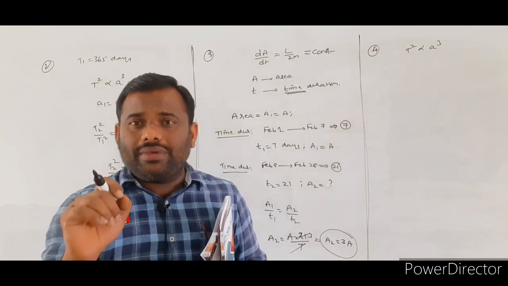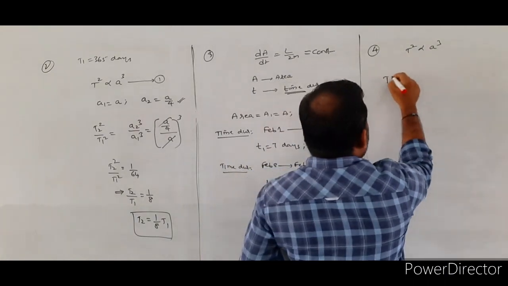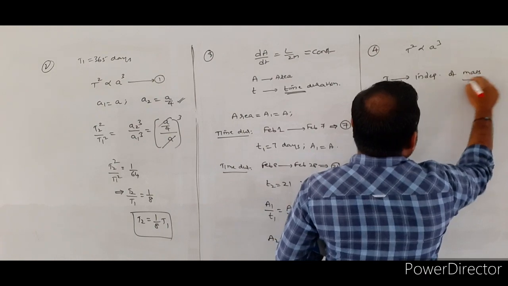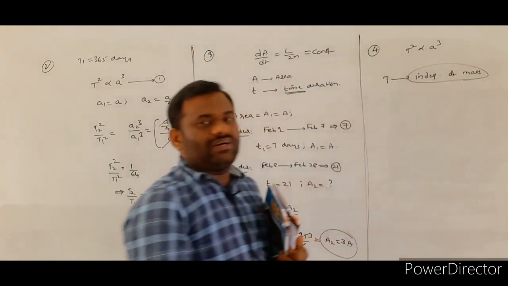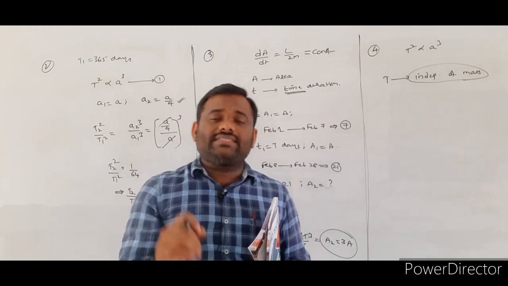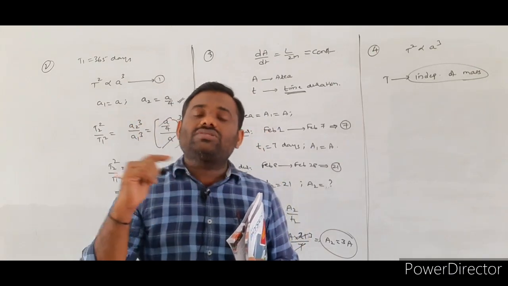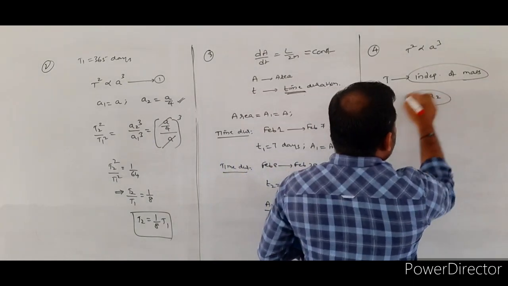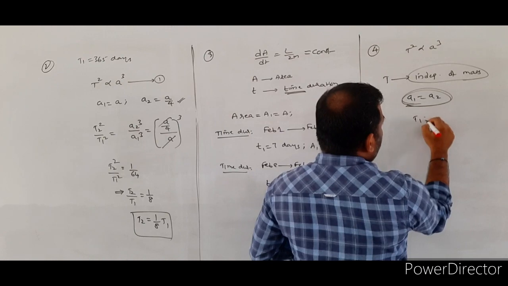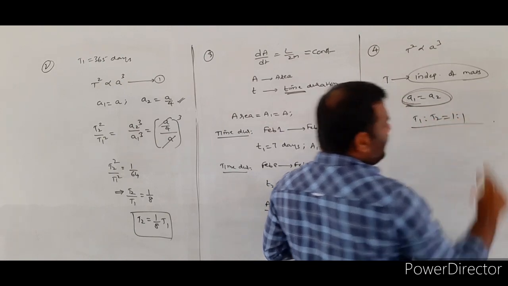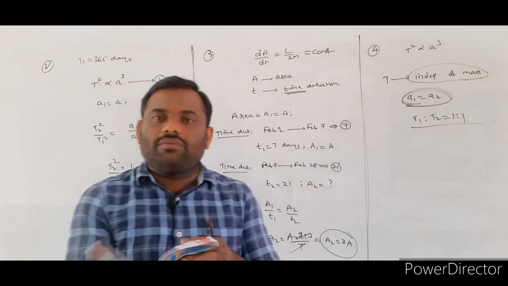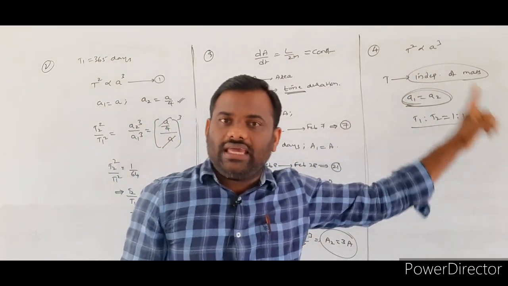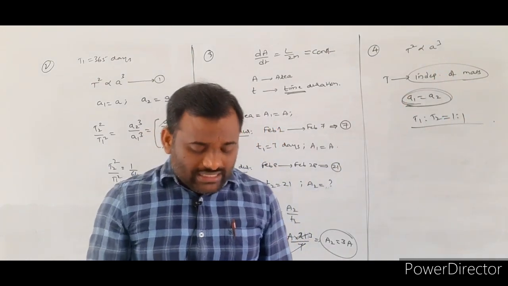proportional to the cube of the semi-major axis. Here, the time period of revolution will be independent of the mass of the satellite. Since both are revolving in the same circular orbit, their semi-major axis distances will remain the same. Therefore, if A1 is equal to A2, T1 is to T2 is equal to what? 1 is to 1. So, conceptual problem: the time period of revolution of a satellite is independent of the mass of the given satellite. So, that is about numerical number 4.